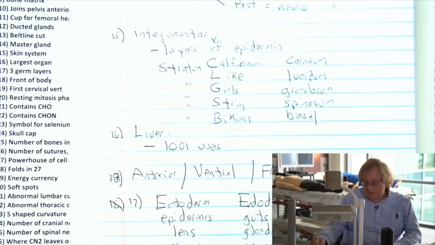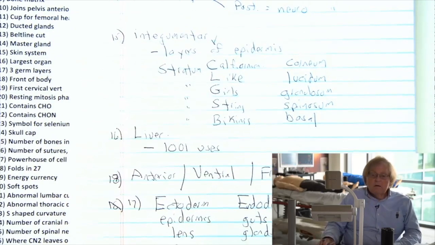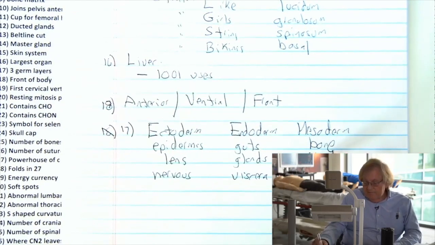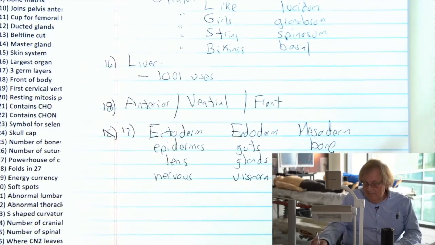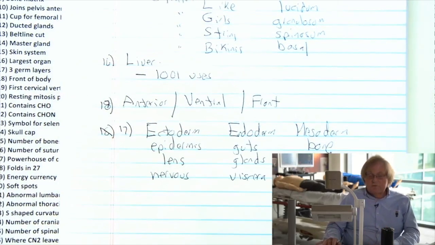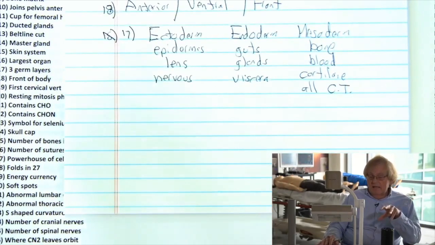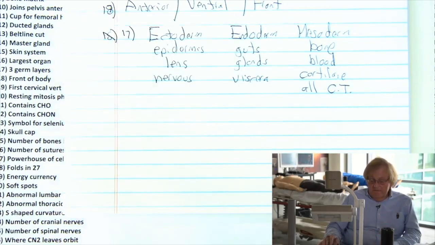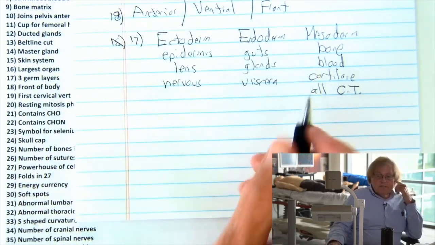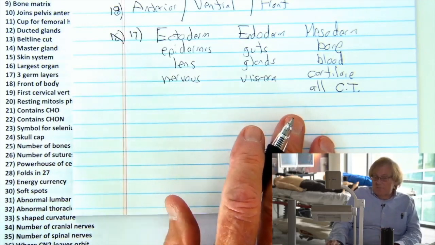When I think mesoderm, I'm going to think bone, blood, cartilage, all connective tissue, and therefore that's going to be the 3 layers. So the significance of that is that all the organs of the body are going to be comprised of 1 or more of these 3 germ layers. And that's significant in cancer, because if we have a crossover from a germ layer to another one, that's when something becomes significant.